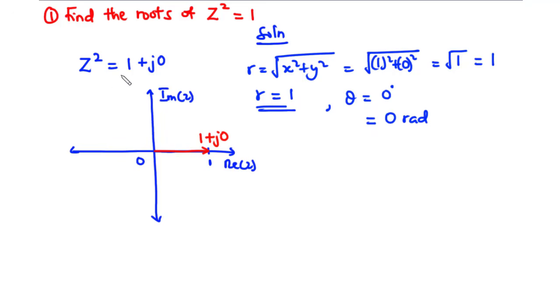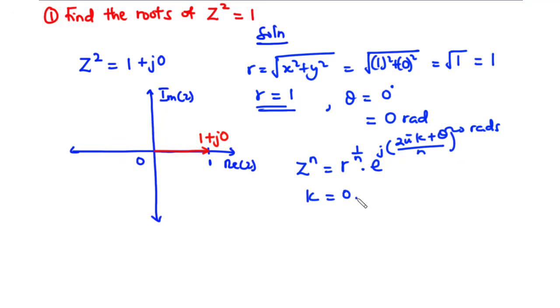Now to find the roots of z squared, we are going to use the formula z exponent n is equal to r exponent 1 over n times e exponent j into bracket 2 pi k plus theta all over n, where the value of theta is in radians. k are positive integers starting from 0, and then we have n to be the number of roots. Now since we are supposed to obtain 2 roots, we are going to solve for z1 and z2.